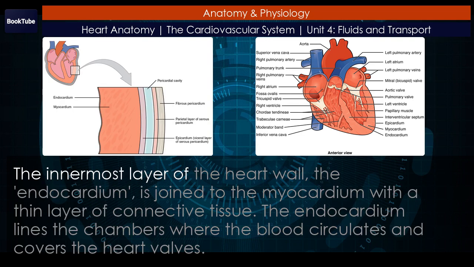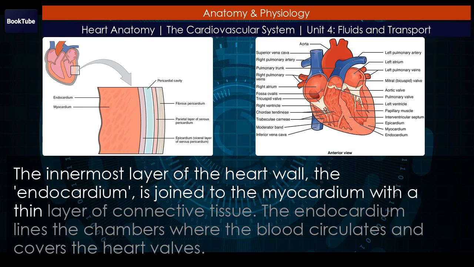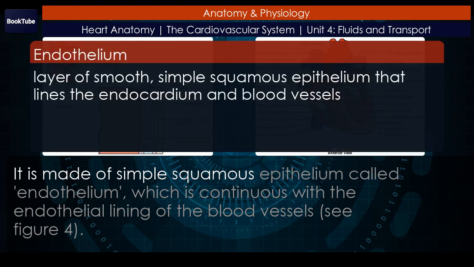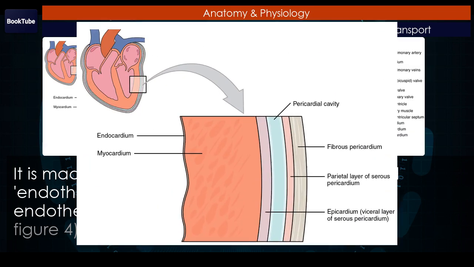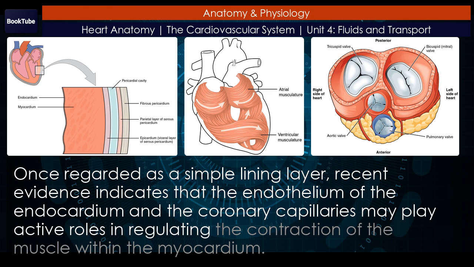The innermost layer of the heart wall, the endocardium, is joined to the myocardium with a thin layer of connective tissue. The endocardium lines the chambers where the blood circulates and covers the heart valves. It is made of simple squamous epithelium called endothelium, which is continuous with the endothelial lining of the blood vessels. See Figure 4. Once regarded as a simple lining layer, recent evidence indicates that the endothelium of the endocardium and the coronary capillaries may play active roles in regulating the contraction of the muscle within the myocardium.